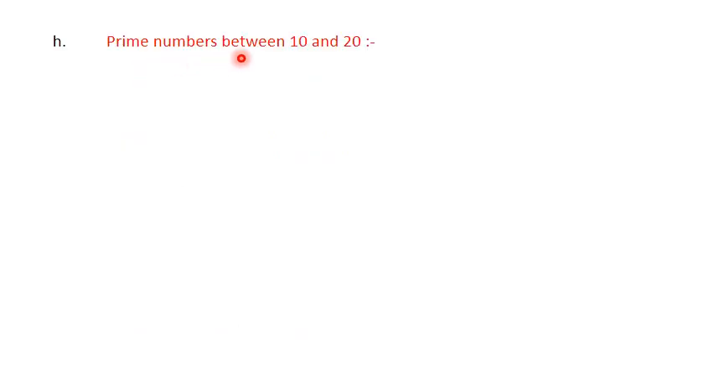Prime numbers between 10 and 20. Student, you know the prime numbers. Which are the prime numbers? Prime numbers are the numbers which have only two factors. Which are the two factors? 1 and itself, and you have already studied prime numbers. So what are prime numbers?